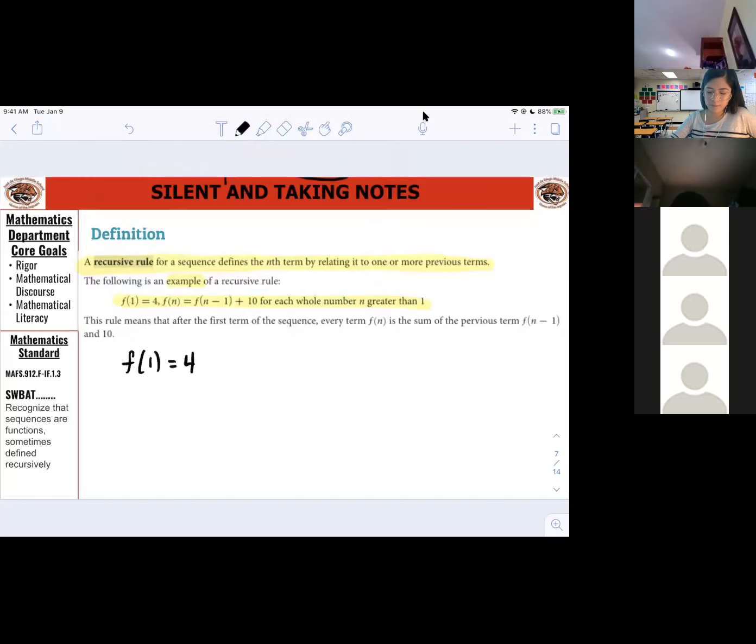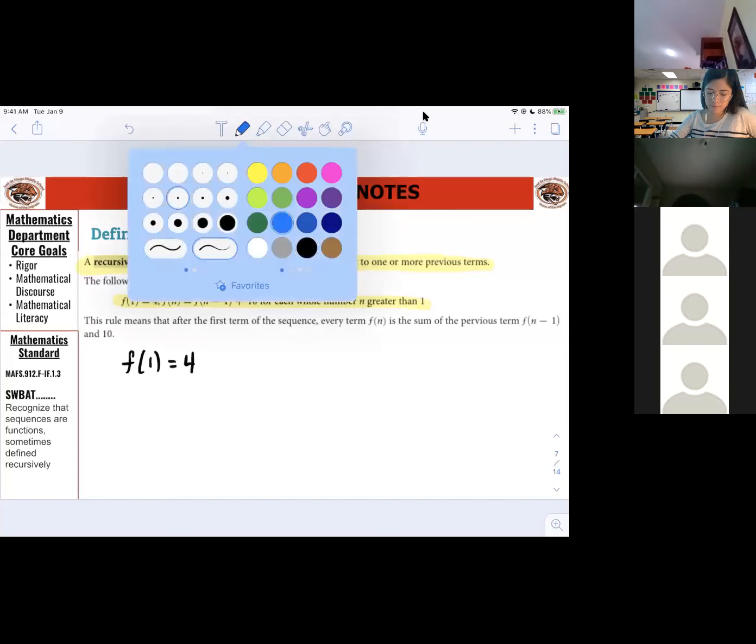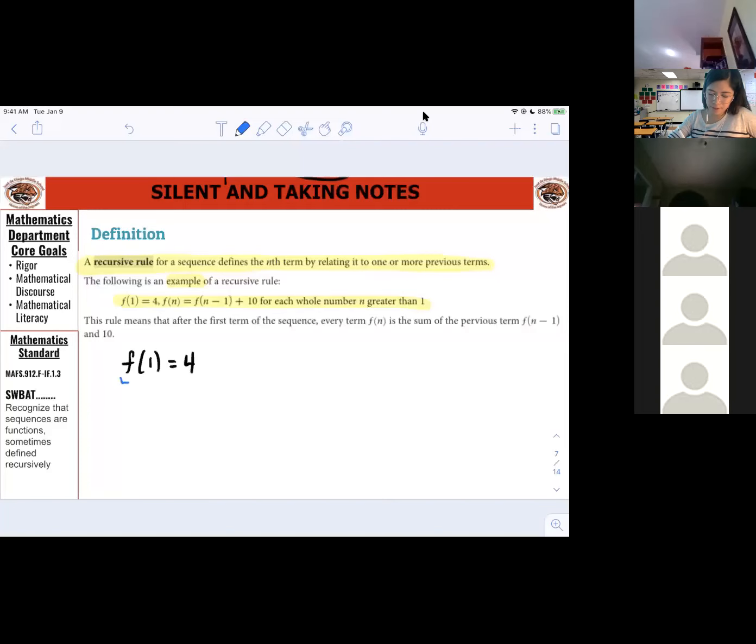I think 1 is the input and 4 is the output. So this is basically telling me the first number in this pattern is 4. The first term is 4. That's what the first part of this rule tells me.